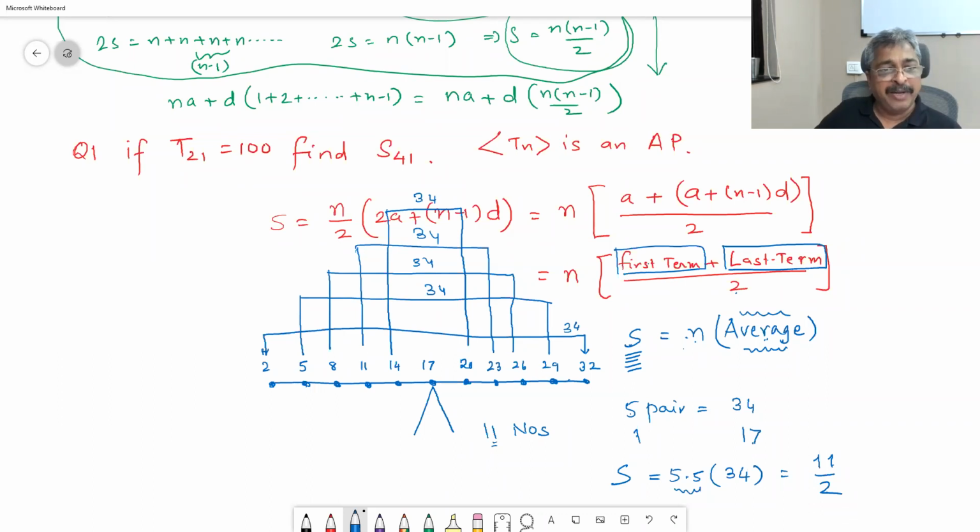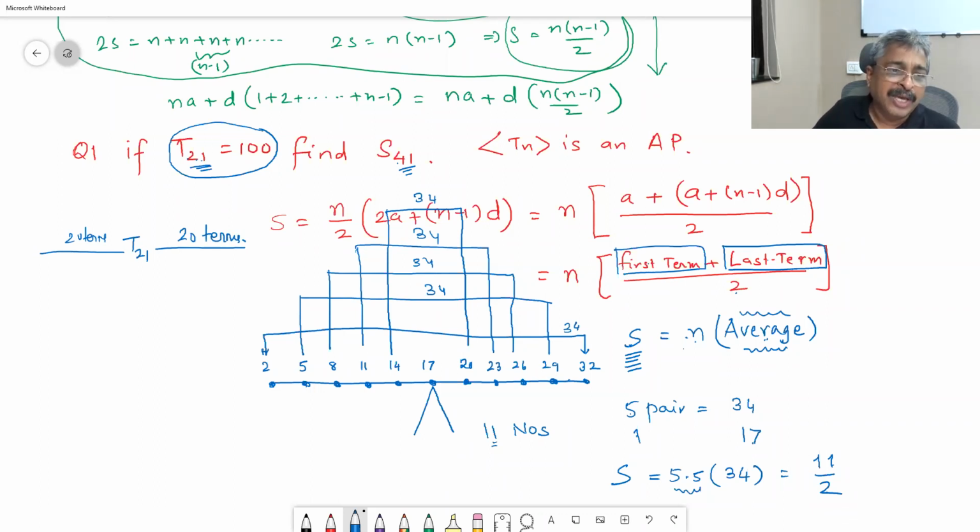Now if T21 is given, the 21st term is the middle term of 41 terms in an arithmetic progression. That is the only critical thing that needs to be noticed. Before the 21st term, there will be 20 terms. Then T21 will be there in between. And after that, how many terms? 20 terms. So this balance is ready now.